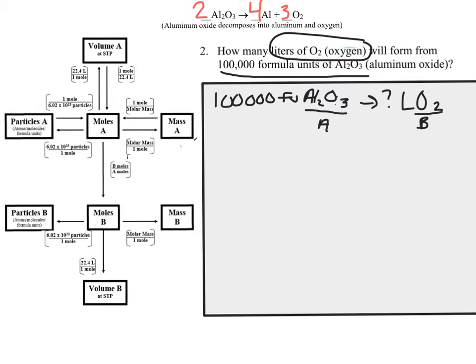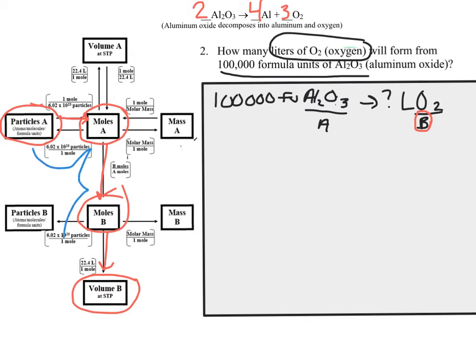First of all, I'm starting with 100,000 formula units of aluminum oxide. So formula units, that falls under particles, A, right? But I want to end up with liters of oxygen, which is a completely different compound. So that means I'm going to end up with liters, which is volume, but that's a new substance, so I'm going to end up at volume B. But now that I know my beginning and my end, I can just follow my map. So I'm going to go from particles of A to moles of A. And then I'm going to go from moles of A to moles of B, and then from moles of B to volume of B.